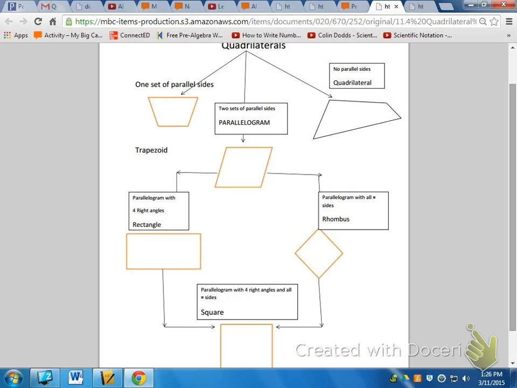Quadrilaterals are divided into 3 categories. The first category has one set of parallel sides, and when they have one set of parallel sides, those are known as trapezoids. With no parallel sides, those are plain quadrilaterals, no special properties whatsoever.